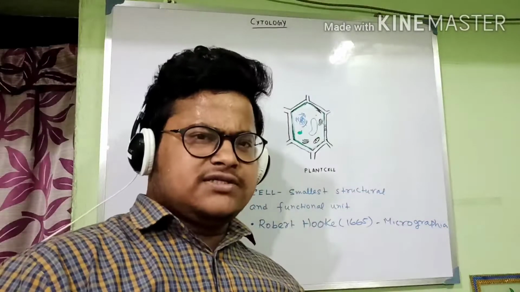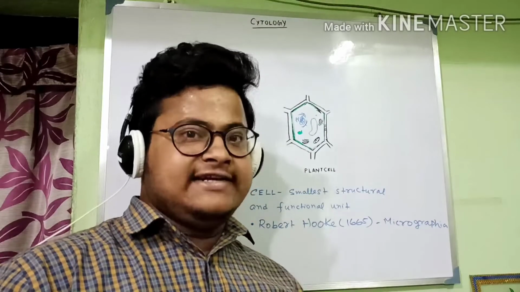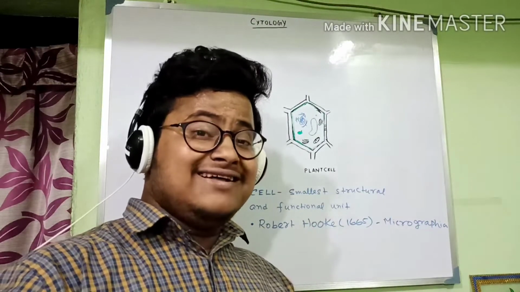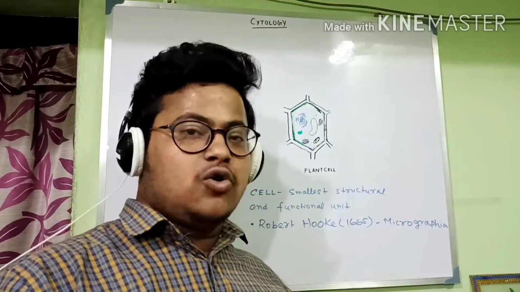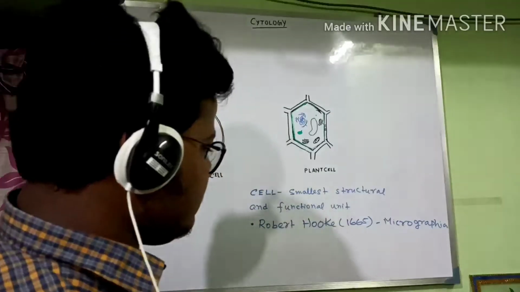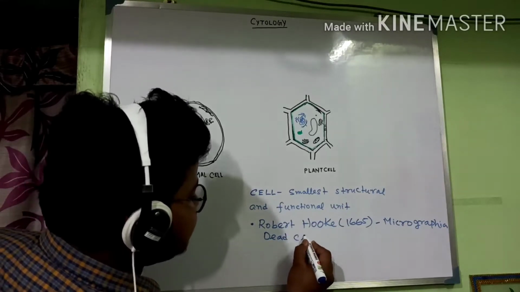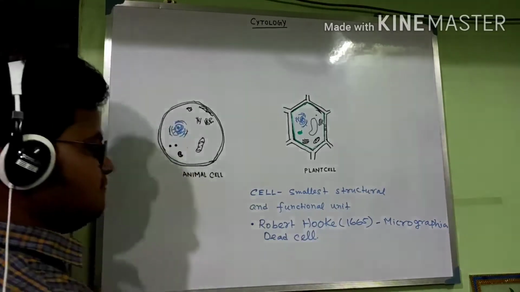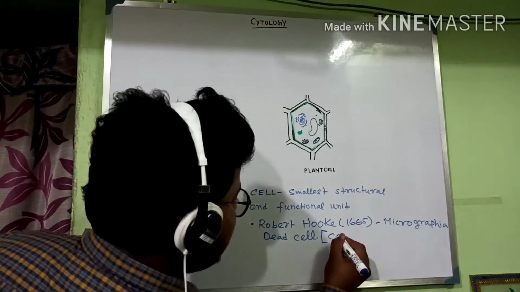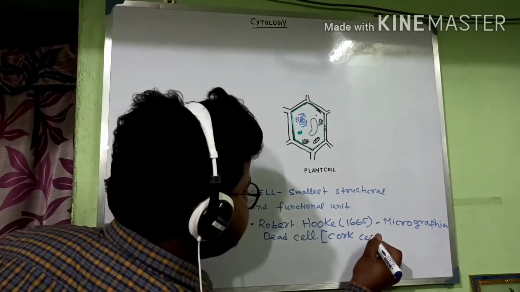But the cell discovered by Robert Hooke was a dead cell. He discovered it in cork cells. The cork cells are dead. So he discovered the cell, and the cells were dead cells. The cork cell. Okay.